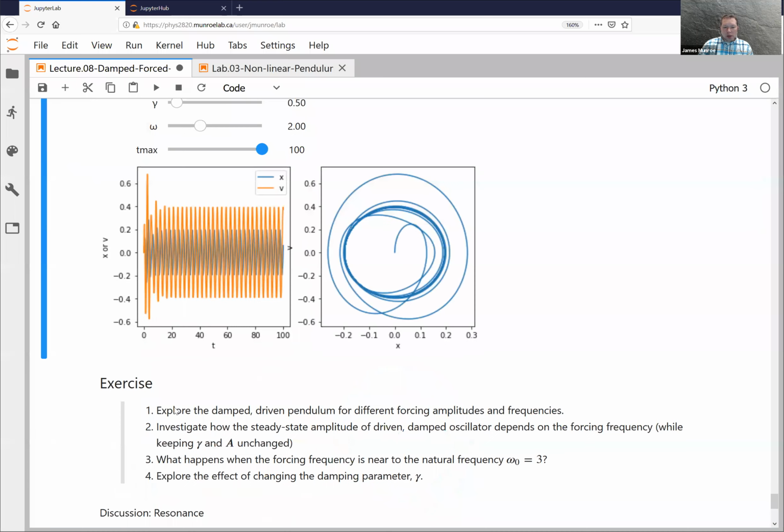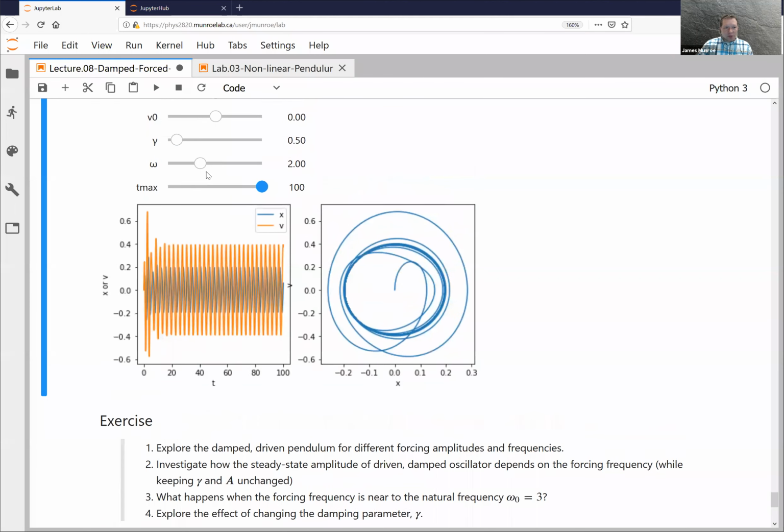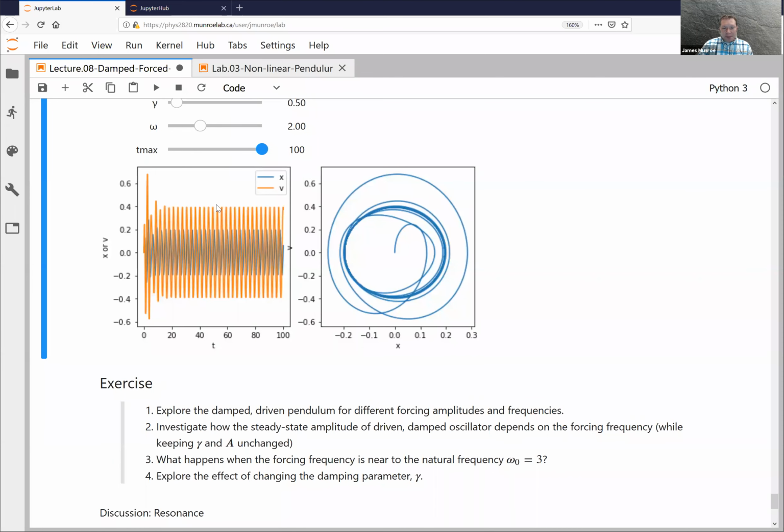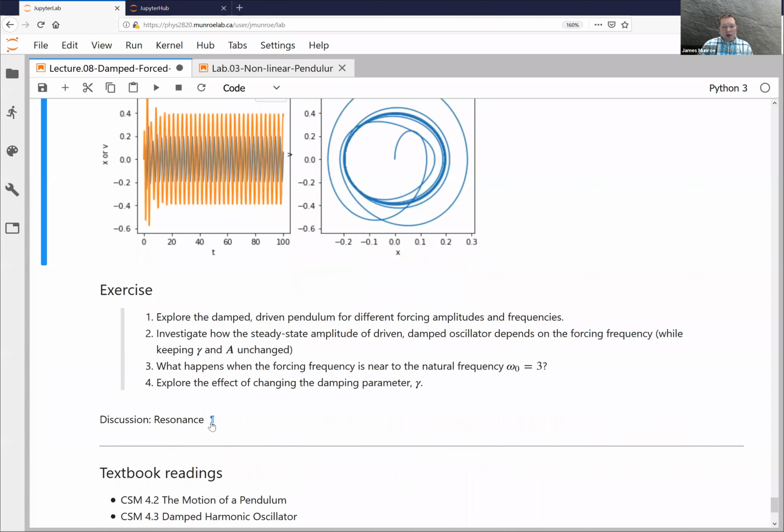Let's play with this model for different amplitudes and frequencies. I'll leave you to play with this for a few minutes because we're at the end of the lecture. I want you to investigate how these things depend upon the steady state of the systems. You can play with these sliders and look at how the steady state amplitude, as in that line right there, depends upon the forcing frequency, and investigate what happens when this gets close to the natural frequency of the system of 3. So play around, take a look, and the answer that we want to talk about next time is resonance all the way through.